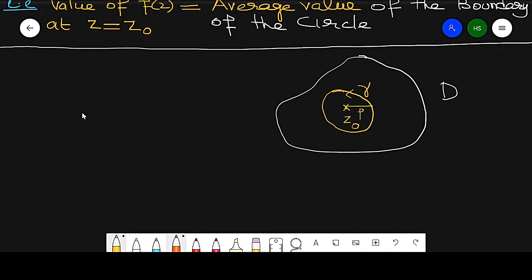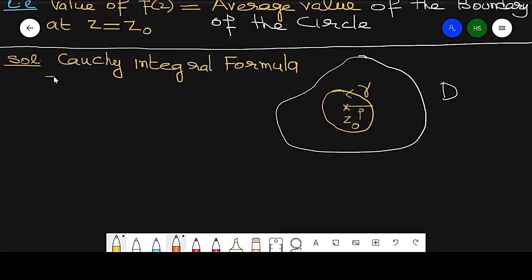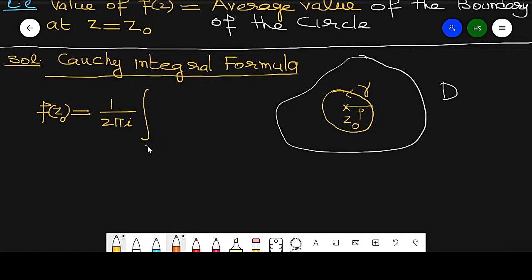Now, in order to prove this result, we will use the Cauchy integral formula. By the previous result, what is the Cauchy integral formula? By the Cauchy integral formula, also called the Cauchy integral theorem, f of z naught is equal to 1 by 2 pi iota integral around gamma of f of z over z minus z naught dz. So that is by using the Cauchy formula.